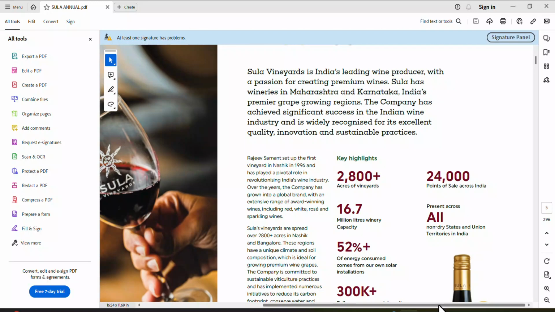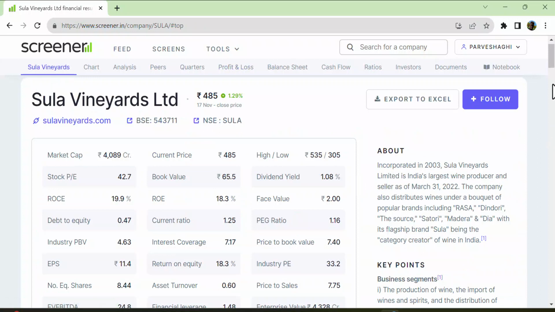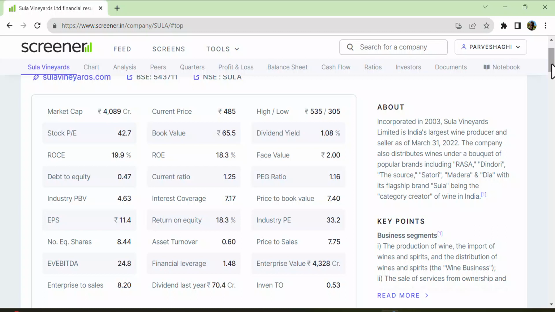So Sula Vineyards. Just read this, Yuben. What is written there? Okay, hold on. So this is the business. They are basically wine manufacturers and sellers. Apart from that, they've got three kinds of segments from which they get the revenue. Okay. So what are those segments? So let's understand. Go to the front page. So just read this. Incorporated in 2003.